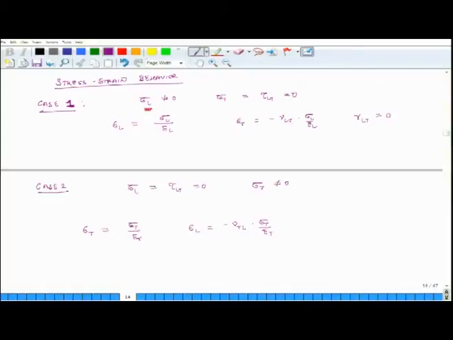and once again, how are we loading it? My fibers are like this and I am loading it in the transverse direction.